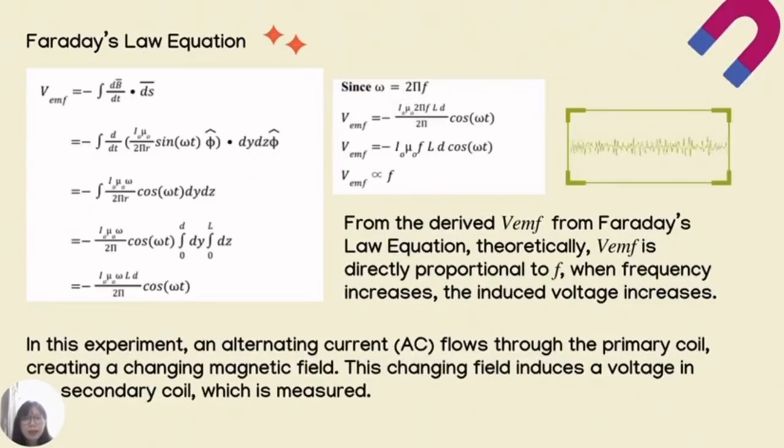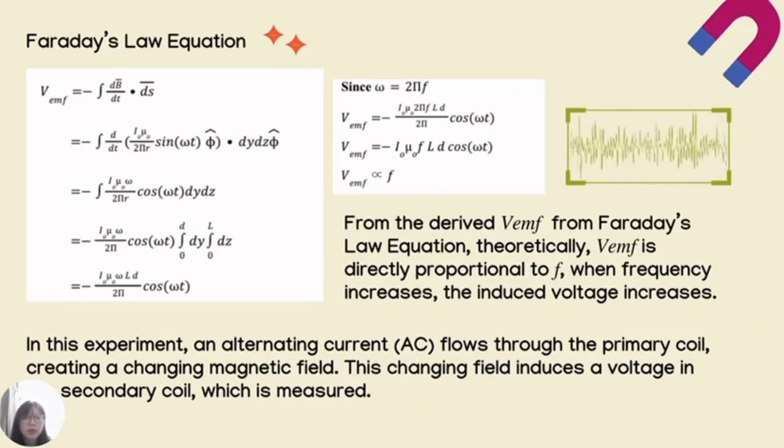Let's bring together everything we have discussed into the final form of Faraday's law and show how it connects directly to our experiment. We start with the general form of Faraday's law. Next, we substitute in our expression for the magnetic field from just now. Taking the time derivative gives us a cosine term. Then, we integrate over the area of the secondary coil, which has dimensions L by D. We also know that omega, the angular frequency, equals 2 pi f, where f is the frequency of the input signal. This final equation shows that the induced voltage is directly proportional to the frequency.